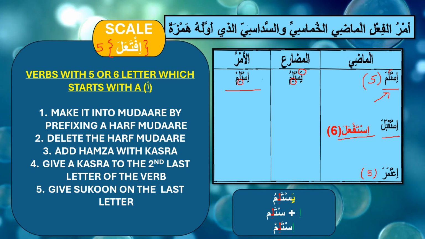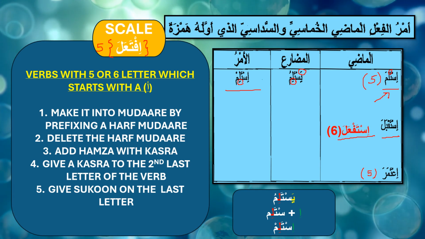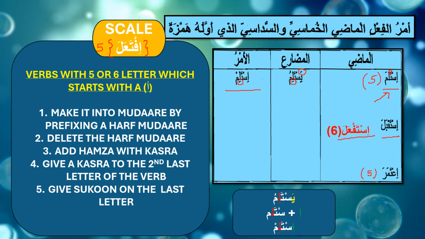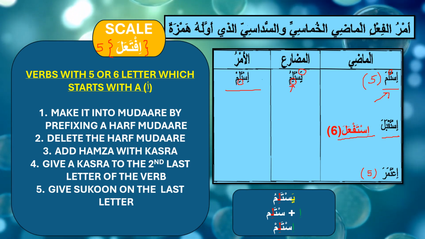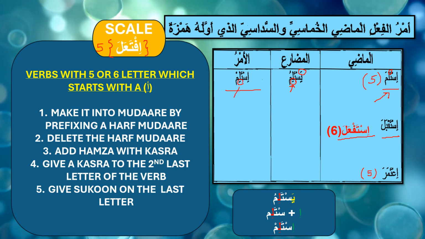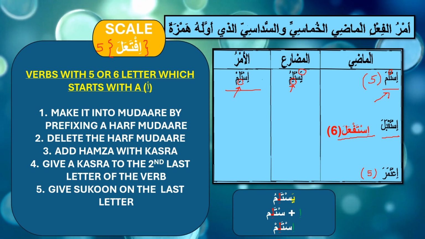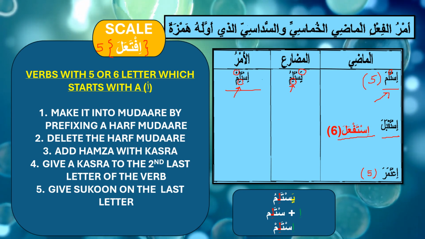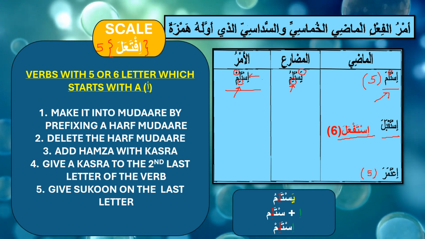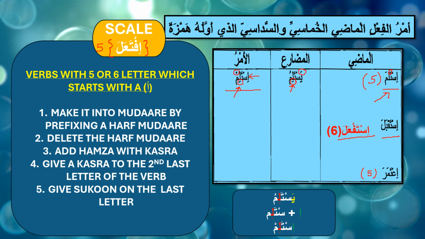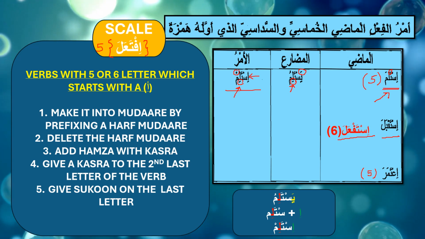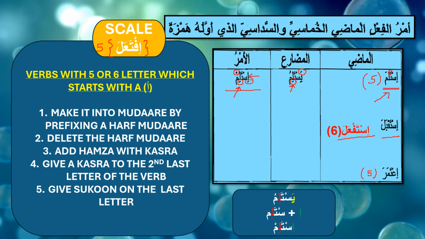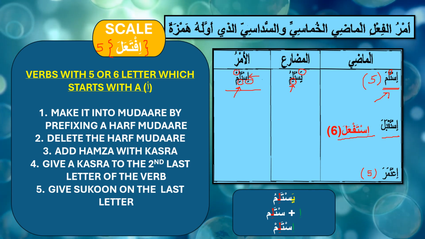As you see here, there is a fatha on the second last letter, but after making it into mudare, you changed it into a kasra, and in the command it remains a kasra on the second last letter. And what happens? You give a sukoon on the last letter, and the hamzatul wasl comes back as you saw it in the past tense. It comes back with a kasra. So you need to remember all these changes that take place.